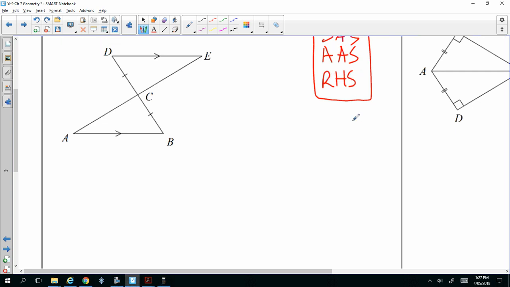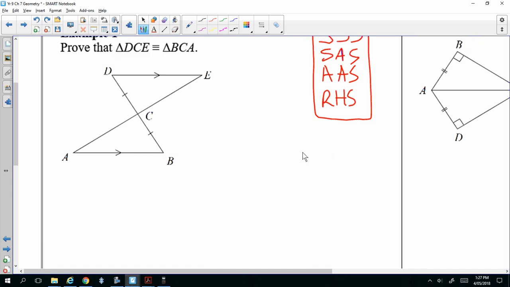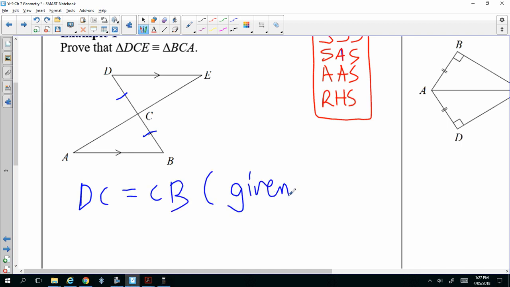Okay. So we start with the obvious. The obvious one is the one that's given. So we say DC is equal to CB. And the reason you put is given. That's your first reason. Okay, we need 2 more reasons, then we can prove they're congruent. Notice there are parallel lines. That will help us to prove something.